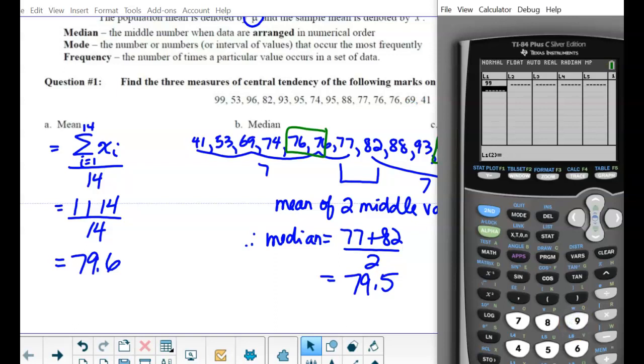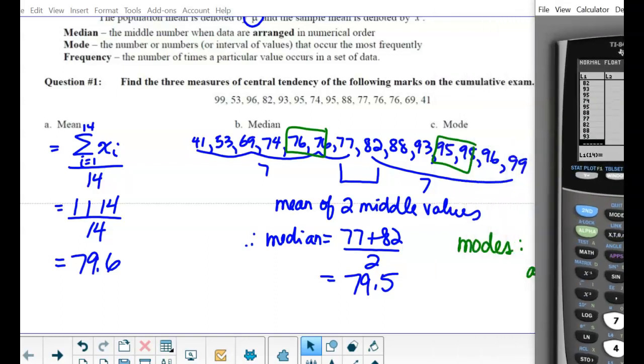We're going to enter 99, 53, 96, 82, 93, 95, 74, 95, 88, 77, that was only a 7, we go back, 77, 82, 88, it doesn't like double numbers, 93, 95, 95, 96, 99.